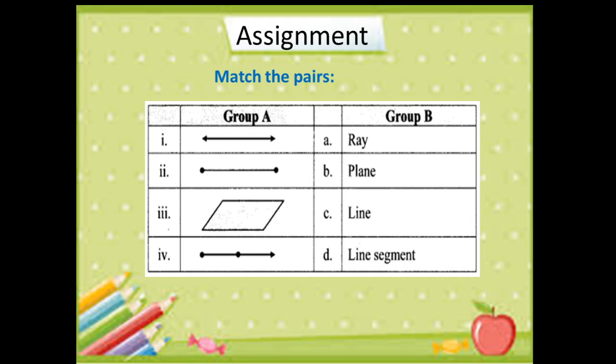Now, the first assignment for you here is match the pairs. So group A and group B. Group A has some shapes, group B has the names of those shapes. So the first one is a shape which has two arrowheads on either side. That means it's a line. Second one, it's having two endpoints on either side. Now what is it? It's a line segment.